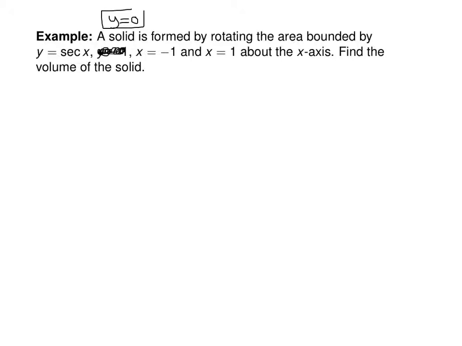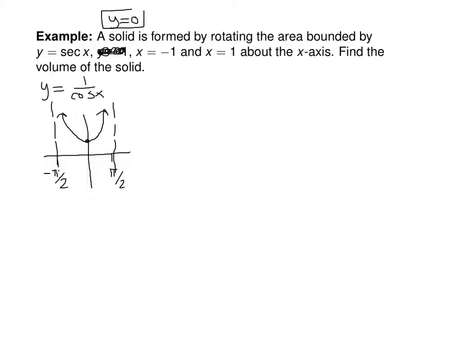Okay, y equals secant of x. Now recall that secant is 1 over cosine of x. And cosine is 0 at negative pi halves and pi halves. Roughly speaking, this picture looks something like this. It's not really a parabola, but it sort of has that kind of U shape. So we care about this rotated about the x-axis between negative 1 and 1.